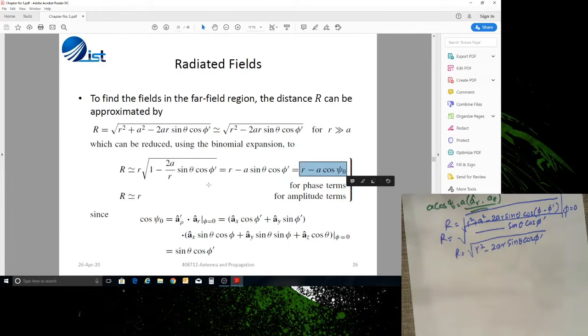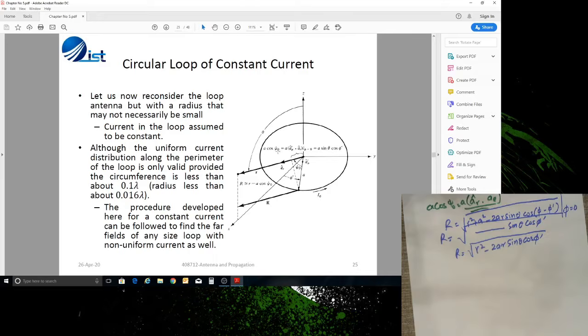This approximation is for your phase term, and for your amplitude term, as we did earlier, we have considered capital R is equal to small r. So in order to find cos of psi naught, as we discussed here, cos of psi naught is the dot product of these two unit vectors, A of rho and A of R. If we are able to find this dot product, we can find cos of psi naught in terms of theta and phi. So how can we actually do that?